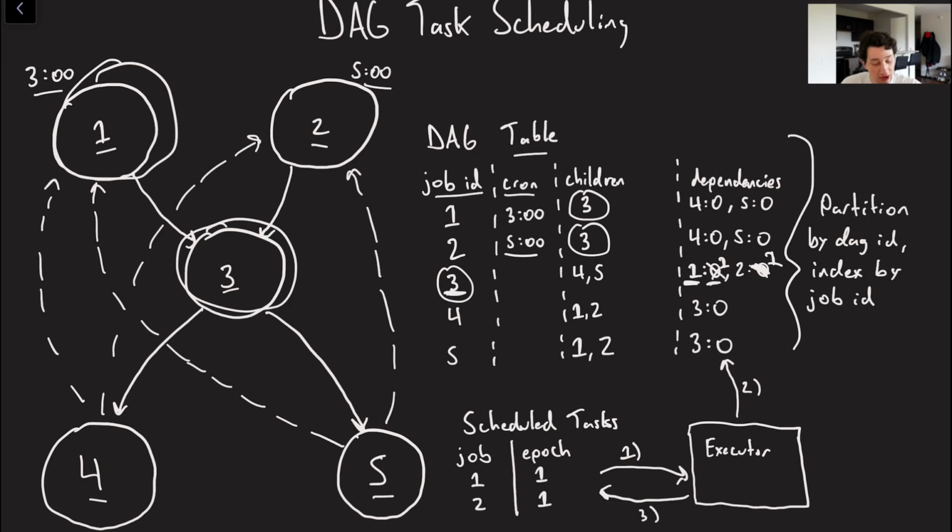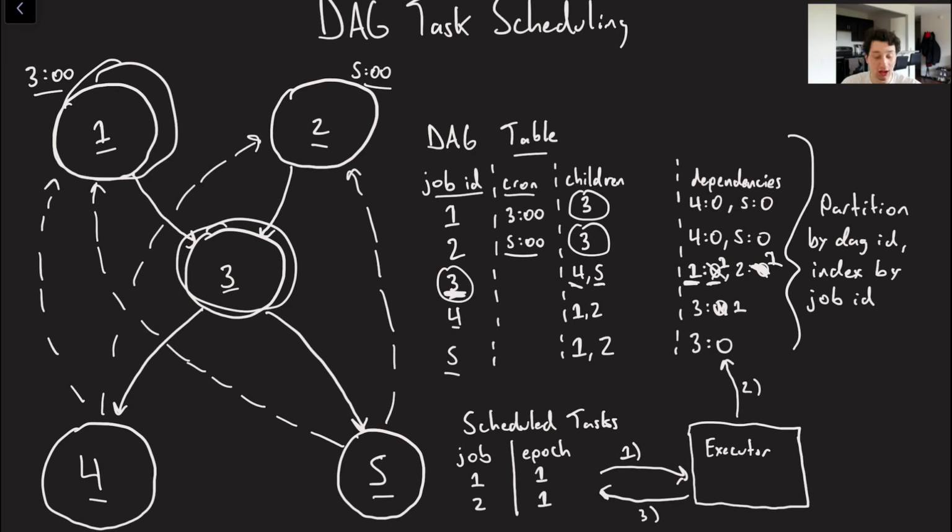So because job 3 has all of its dependencies on epoch 1, now I can say, oop, it's time to run epoch 1 for job 3. So when job 3 gets run, I'm now going to see its children are job 4 and job 5, and I'm going to go over here and say, ooh, 3 was just run with epoch 1.